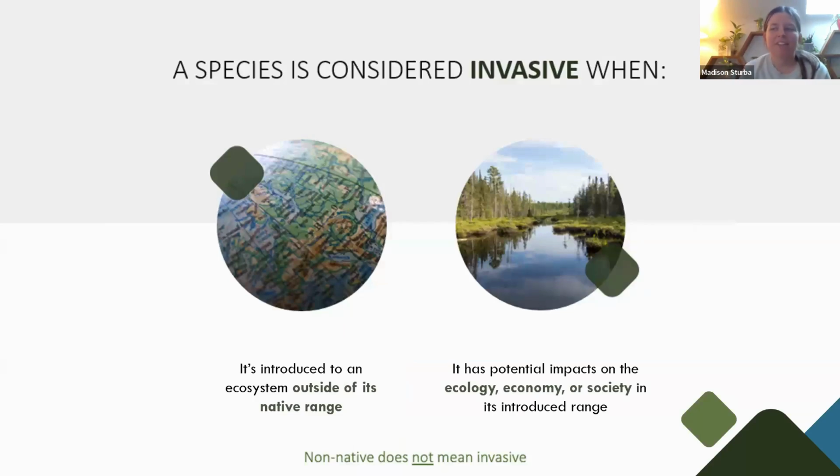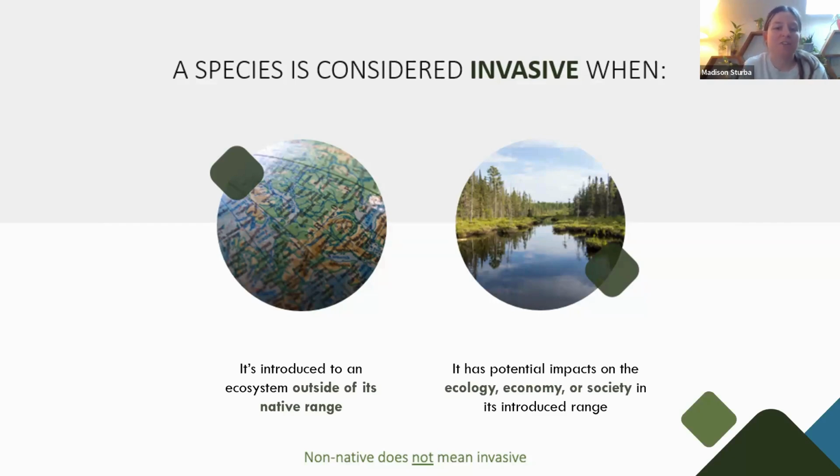So let's first just talk about the definition of an invasive species. That way we're all on the same page. So something is considered invasive when it meets two basic criteria. The first is that it's introduced to an ecosystem outside of its native range. And the second is that it has the potential to cause ecological, economic, and social harm in this new area.